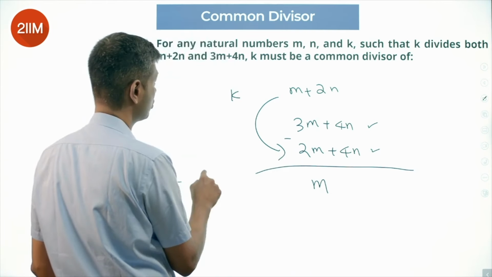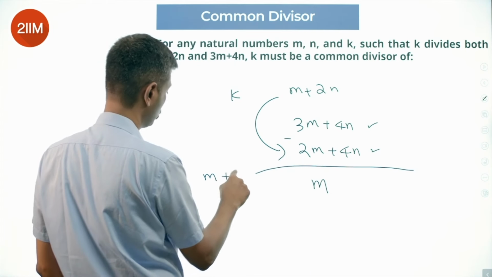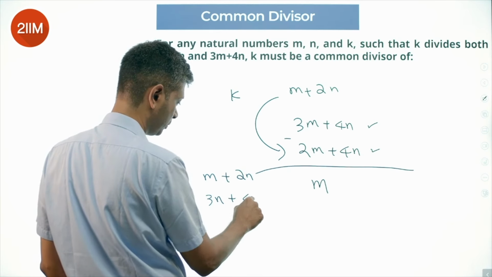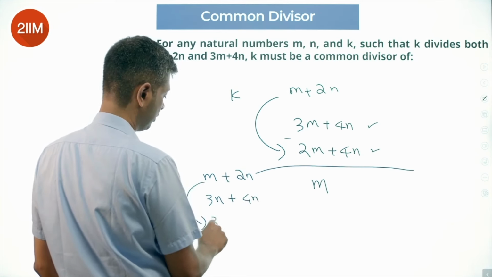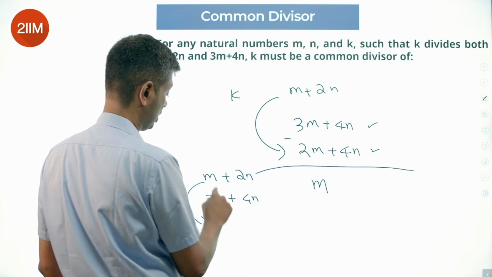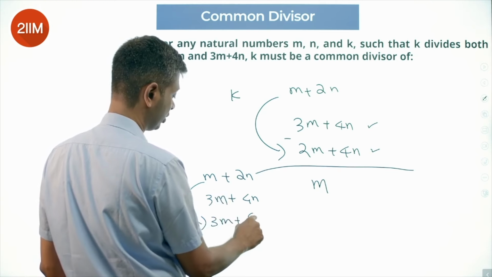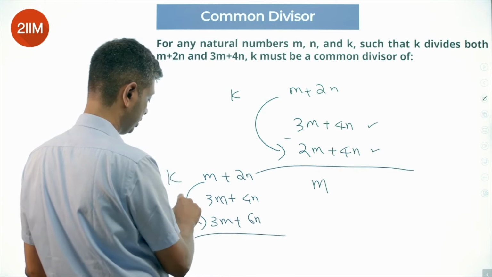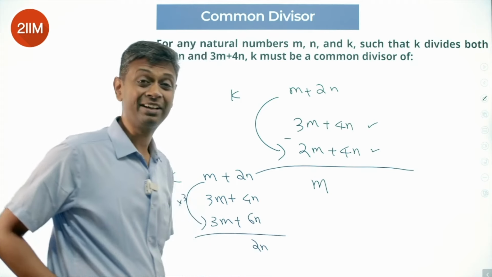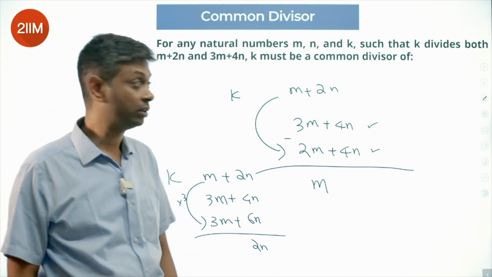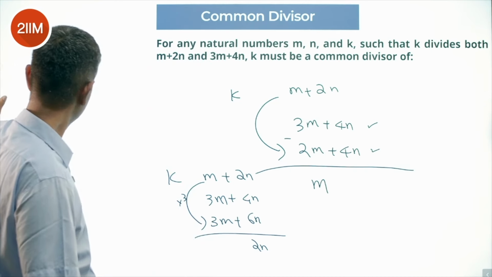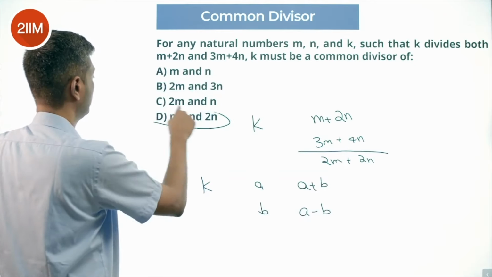K divides m plus 2n and 3m plus 4n. So k will divide 3m plus 4n, k will divide 3m plus 6n, multiplying this by 3, subtract one from the other, k will divide 2n. K is a factor of m, k is a factor of 2n. We'll look at the choices. If it says m and 2n, both are present. Yeah, it divides m, it divides 2n, we're done.